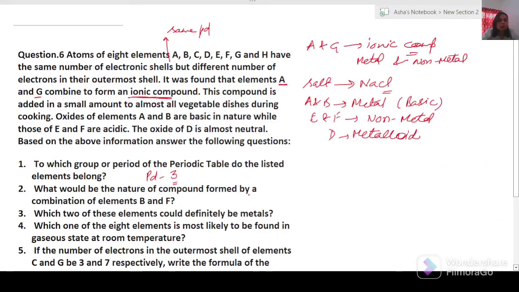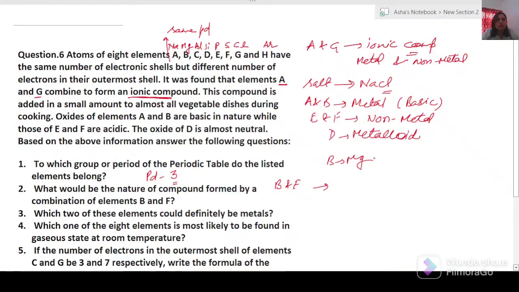What would be the nature of the compound formed by the combination of B and F? So for that you will have to see the valency. B will be Mg here. Okay, B is Mg. If you check the third period, Mg will be coming, that is A is sodium, B is Mg. Okay, C here is aluminium, D is silicon, E here is phosphorus, F will be sulfur, G will be chlorine, and H will be argon, right?